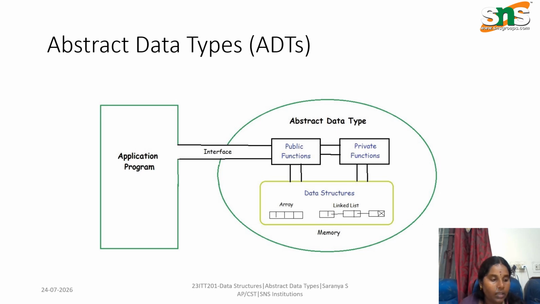An ADT is a type of object whose behavior is defined by a set of values and a set of operations. The definition of an ADT only mentions what operations are to be performed, but not how these operations will be implemented. It does not specify how data will be organized in memory and what algorithm will be used for implementing the operations.